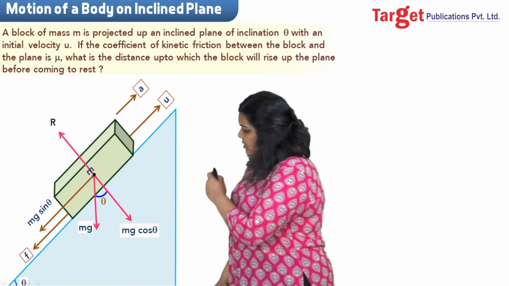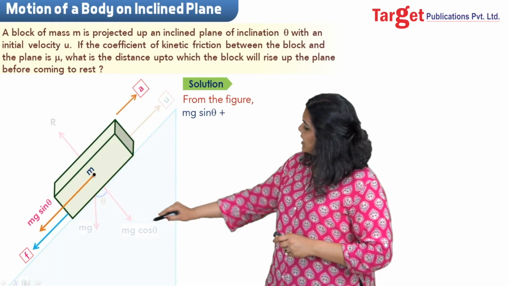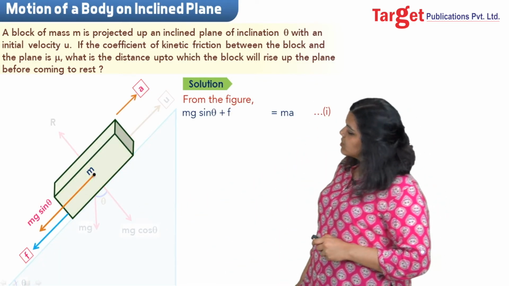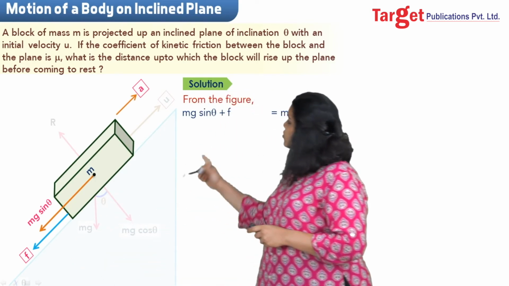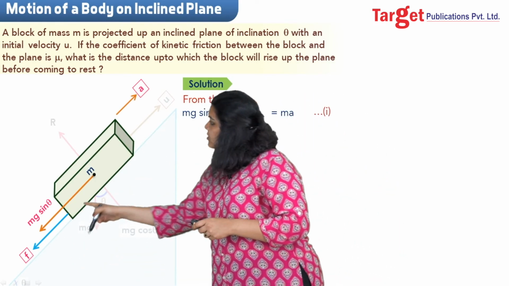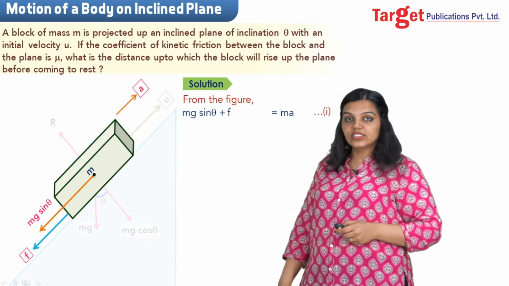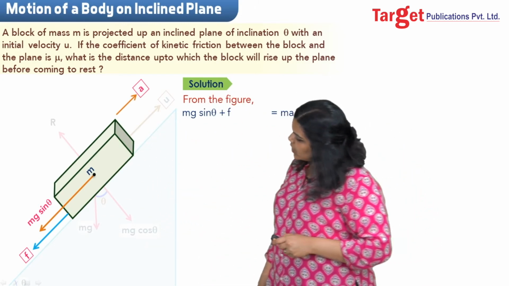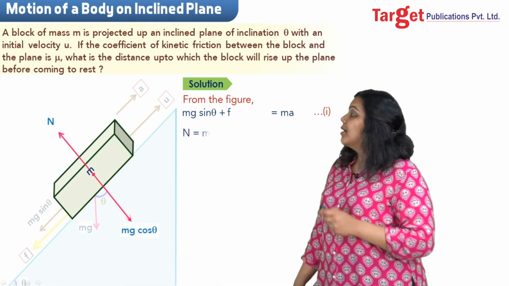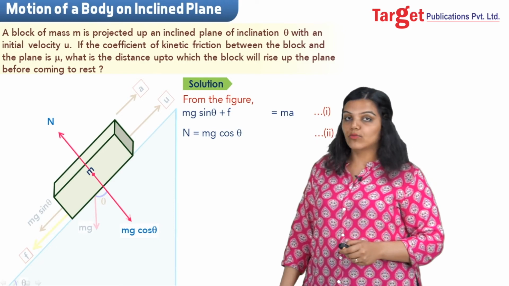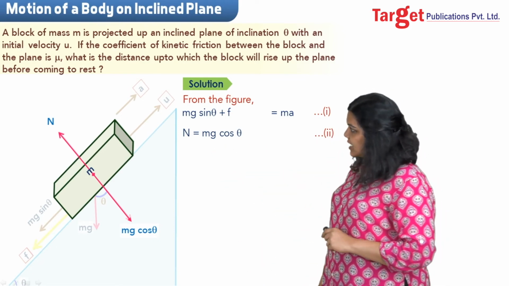Okay, let's write down the equations that we need. I have mg sine theta plus f is equal to ma. This is because mg sine theta and f both are in the same direction, so they get added, and there is no other force acting in this direction. If I take a look at the perpendicular direction, then N and mg cos theta balance each other because there is no motion in this direction. So simply I write N is equal to mg cos theta.